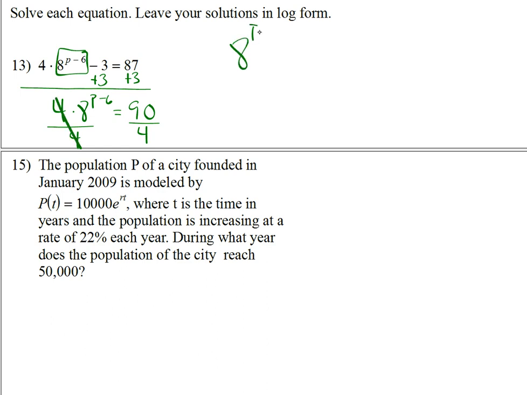We get 8 to the p minus 6. You're like, ooh, I don't have a calculator. Okay, how many times does 4 go into 9? Twice, with 1 left over. How many times does 4 go into 10? Twice, with 2 left over. How many times does 4 go into 20? 5 times. 22.5.